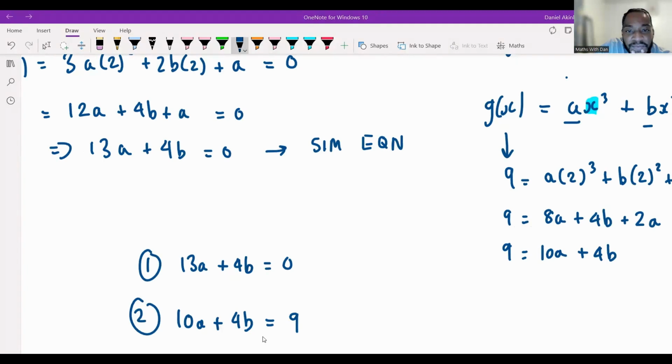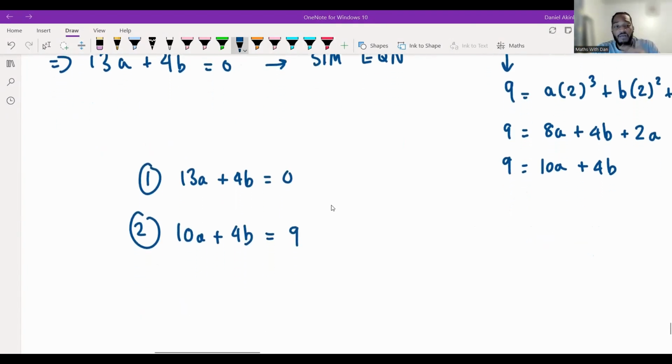All okay with this? Yeah. Now you can just solve this simultaneously. Now remember, you can just put this into your calculator if you want, right? You've got a function on your calculator where you can solve simultaneous equations.